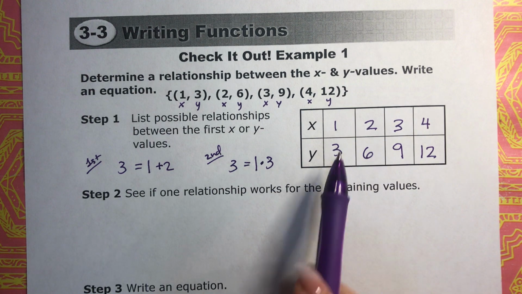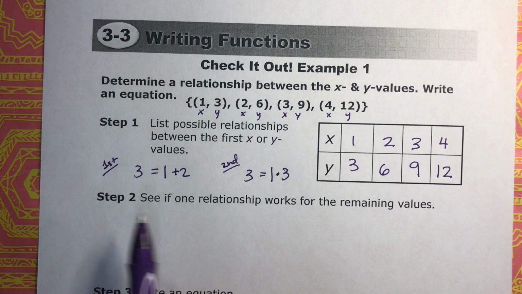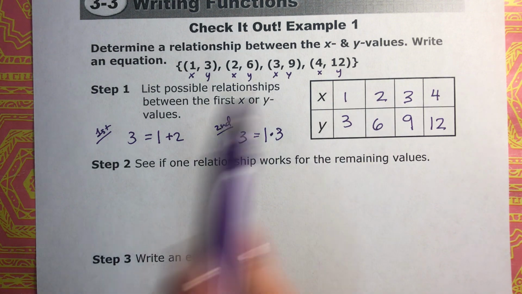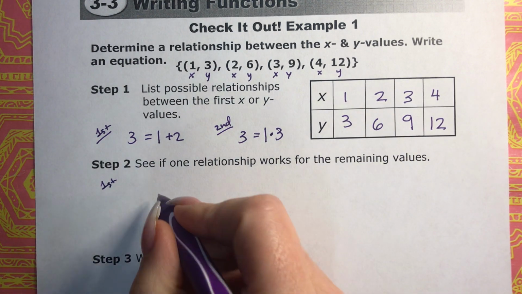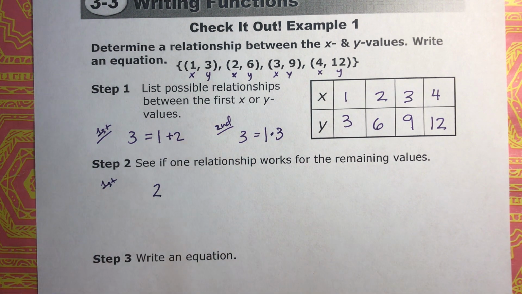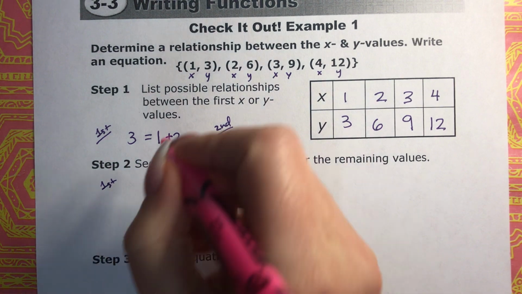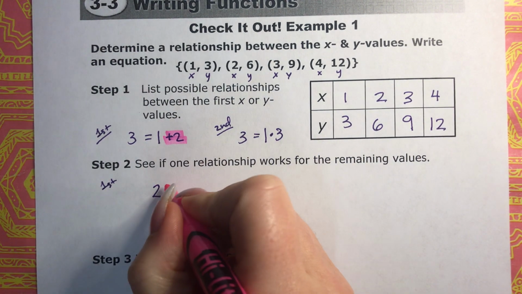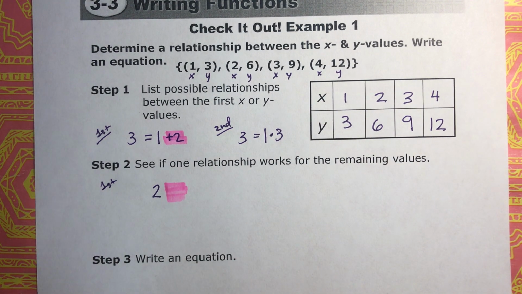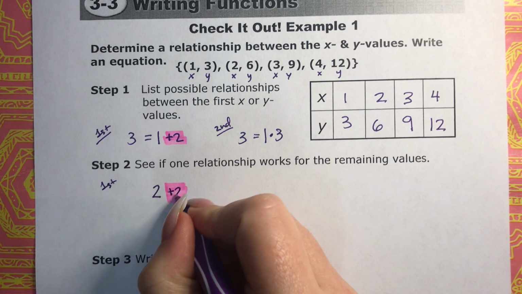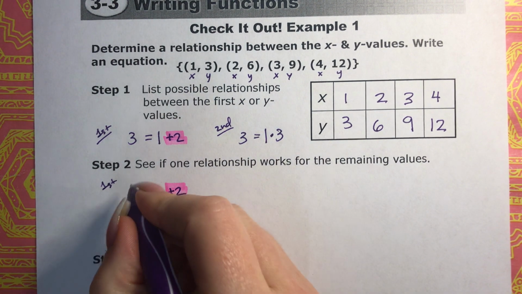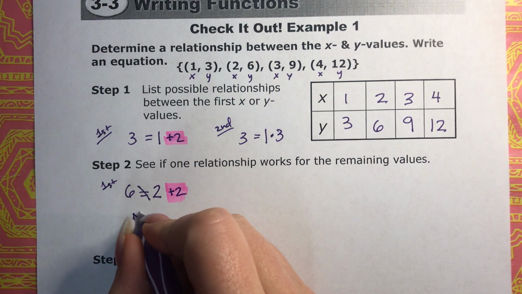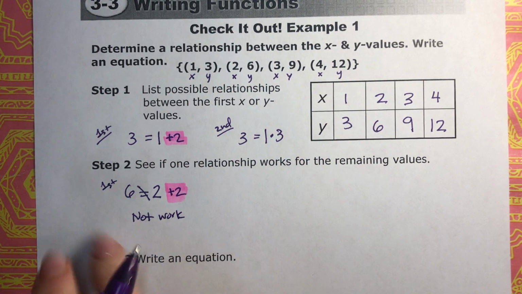So step 2 is to see if either the first or the second relationship works for these remaining values. So let's try the same thing for 2. We're going to try the first way. We start with 2, and then what did we do to get 3? We added 2, right? Because we started with 1 and then added 2 to get 3. So we do that same process to this x value and see if we get 6. If we add 2 to our x value here, do we get 6? And the answer is no, we do not. So that means the first way does not work.